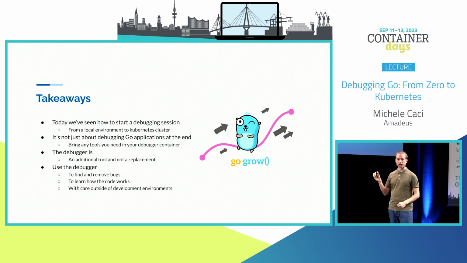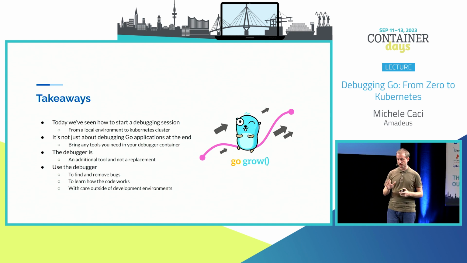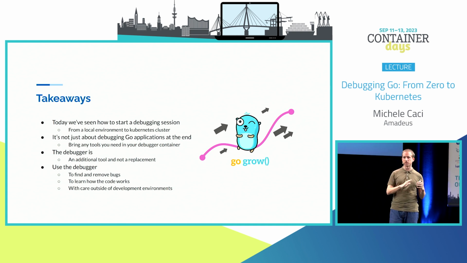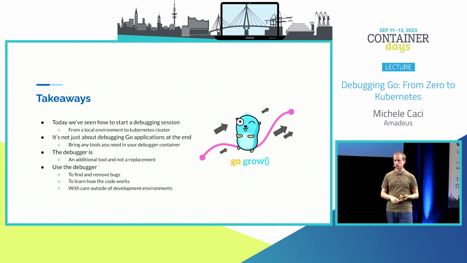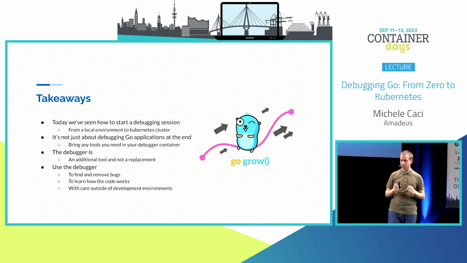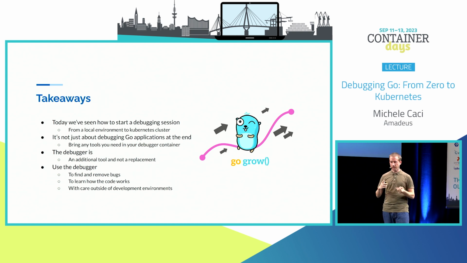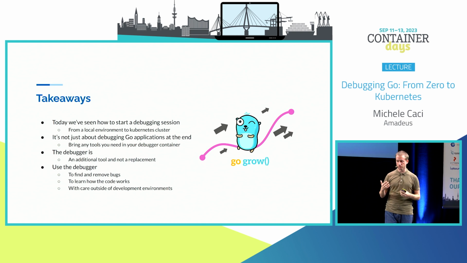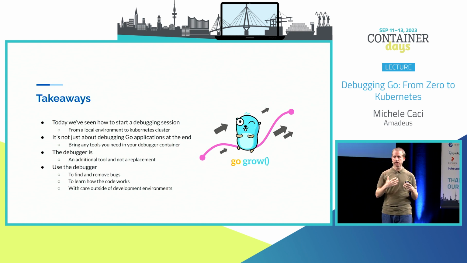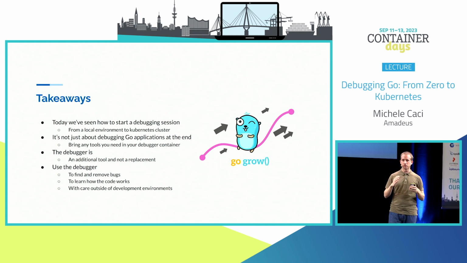Then it's not just about debugging Go applications at the end, because as I said, the important thing is that you bring the tools that you need to debug your own application in the debugger container. So be it C++, be it Java, be it whatever you want. You can do that in the same steps that we did before, with some adaptation for sure, and making sure that you have the tools that you need. Then remember that the debugger is not a replacement for the debugging tools like tests, like graphs, like metrics, like logs that we have seen earlier. It's an additional tool. It helps us debugging the code, so finding errors and removing them. And also it helps us in learning the code. And this is actually the most powerful action that the debugger lets us do, in my opinion, because you can take your own time to see how the code executes at your own pace, really.